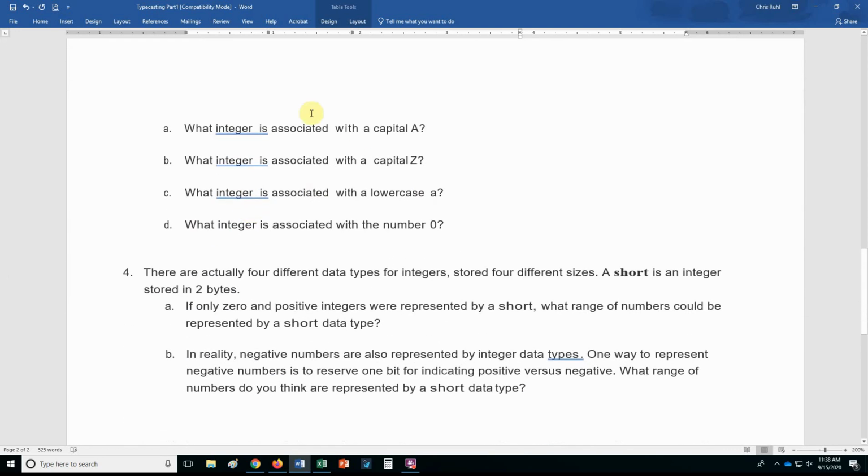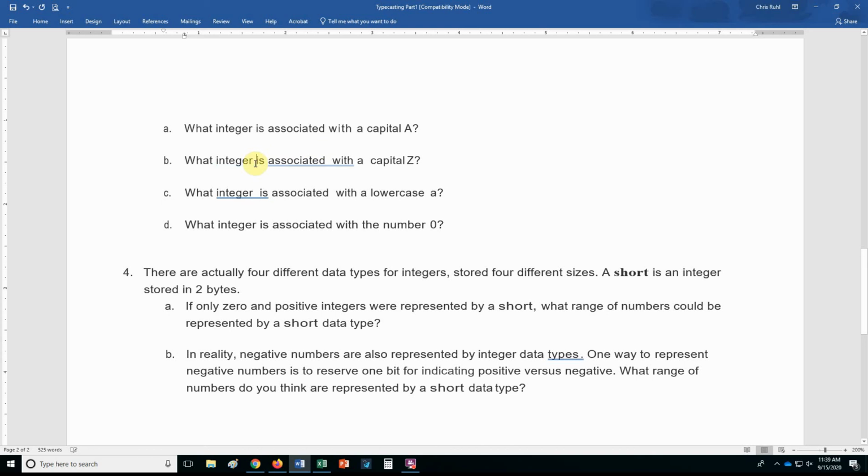On these right here, the integer that's associated with each of these is the D number in the table, or the decimal number if you're using a different table.